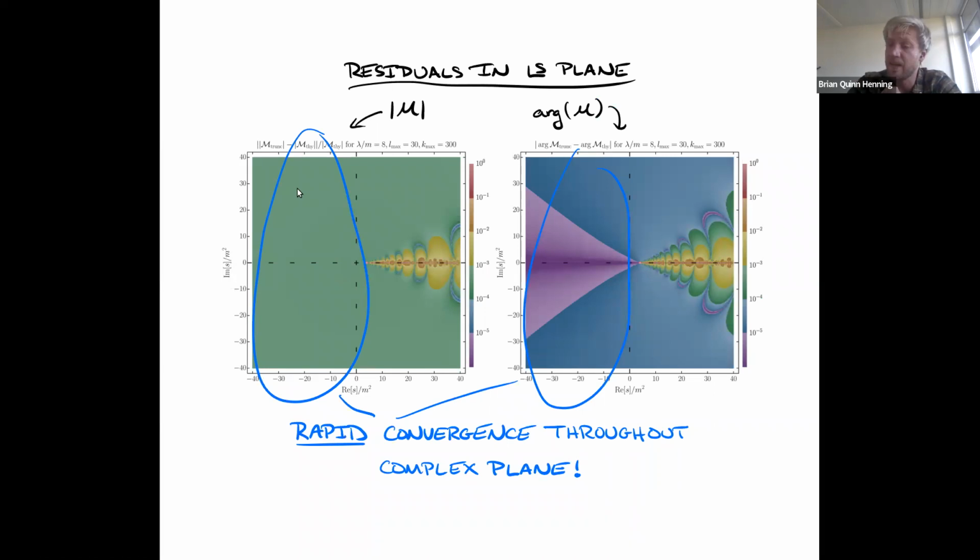This is a repeat of the previous plot on the left, and on the right is the phase of the amplitude, the residuals for that. So again, we have this rapid convergence throughout the entire complex plane.